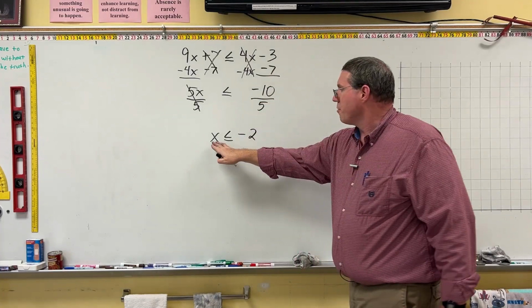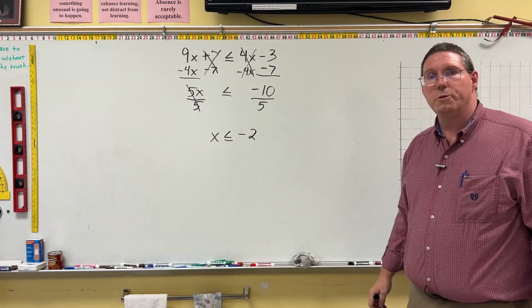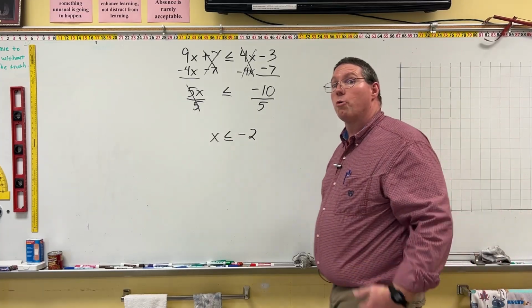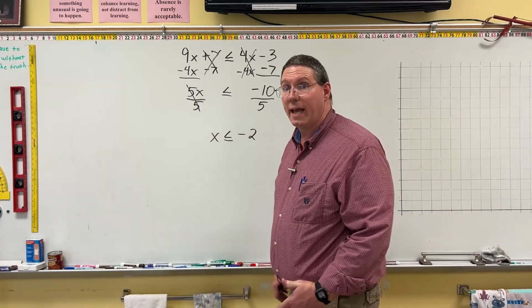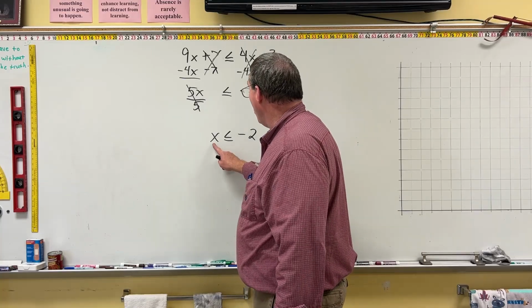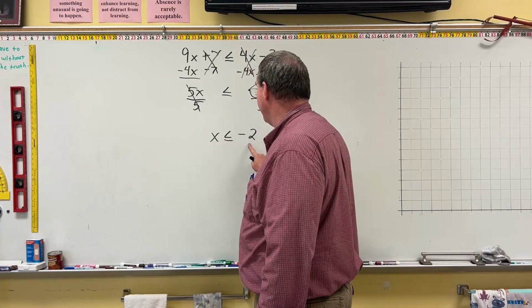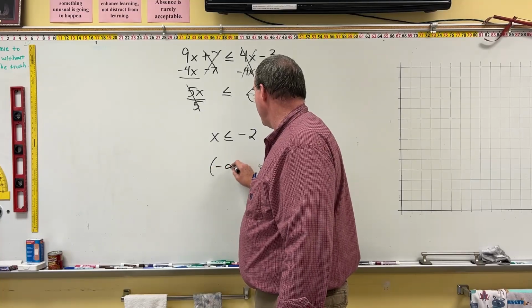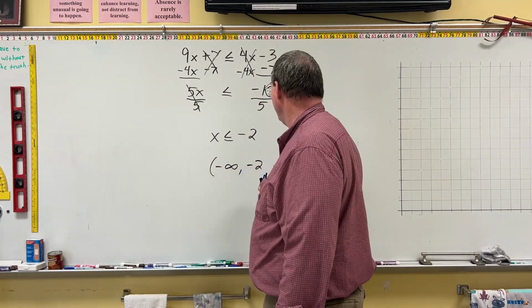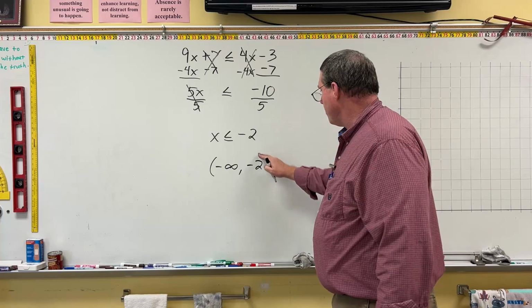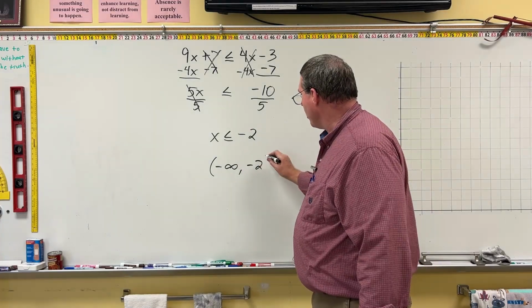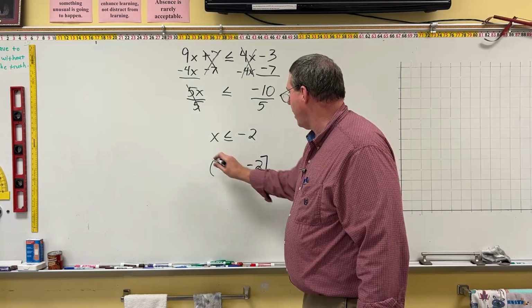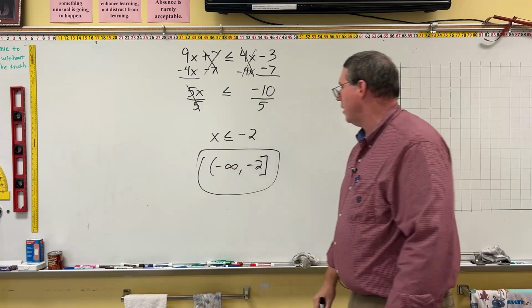So the answer is x is less than or equal to negative 2, but now we're going to write it in interval notation. X is all of the numbers less than negative 2, so that goes to negative infinity. So we're going to go negative infinity, comma, negative 2. Now, do I put a parenthesis or a bracket here? I have the or equal to, so I'm going to do a bracket, and this is my final answer.